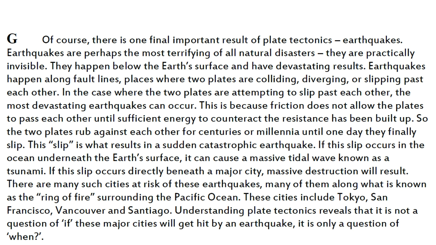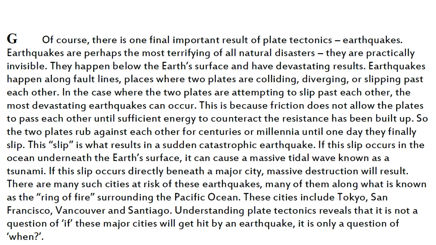Earthquakes happen along fault lines, places where two plates are colliding, diverging, or slipping past each other. In the case where the two plates are attempting to slip past each other, the most devastating earthquakes can occur. This is because friction does not allow the plates to pass each other until sufficient energy to counteract the resistance has been built up. So the two plates rub against each other for centuries or millennia until one day they finally slip. This slip is what results in a sudden catastrophic earthquake.